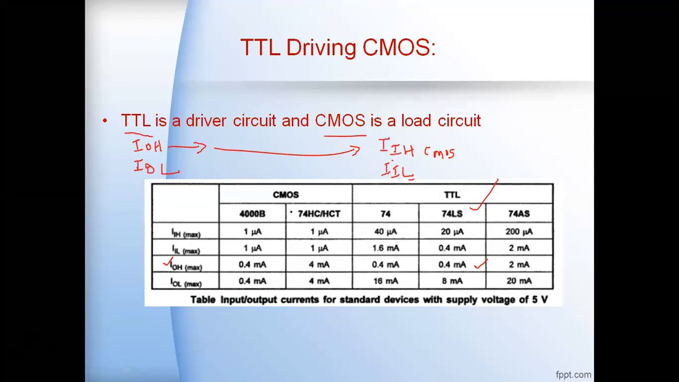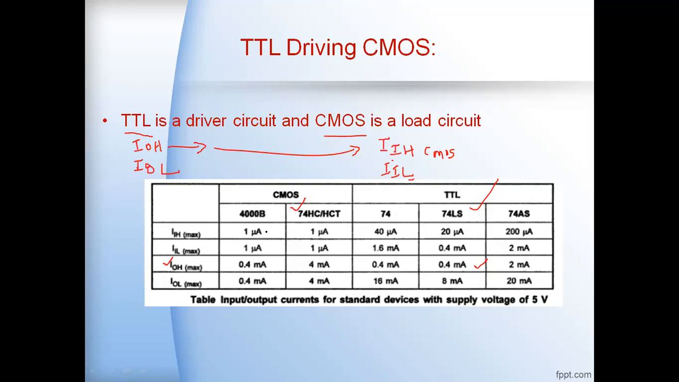Now this current is going into the IIH. So now you have to look at the IIH here. Take any of the CMOS devices, because all of them have the same current ratings here. So take the 74HC. Now the IOH of the TTL gate output is going into the IIH, right?